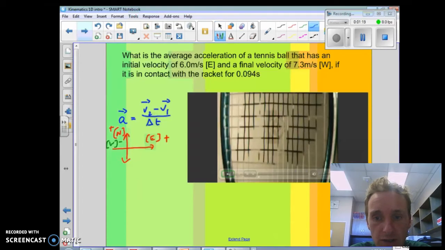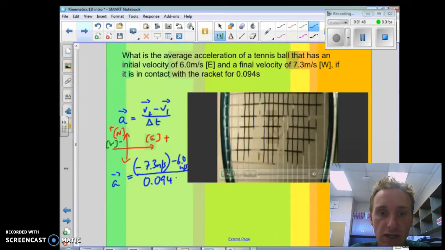This is important because if you don't use the right values and the right sign, you will get the wrong answer. So acceleration: v2 we've defined as negative 7.3 meters per second because we set the westerly direction as negative. And we're going to take away that positive value of 6.0 meters per second because easterly is positive. And we're going to put it over the time value. So how long was that acceleration acting for? Well, we're going to pull it out from the statement above, which was 0.094 seconds.